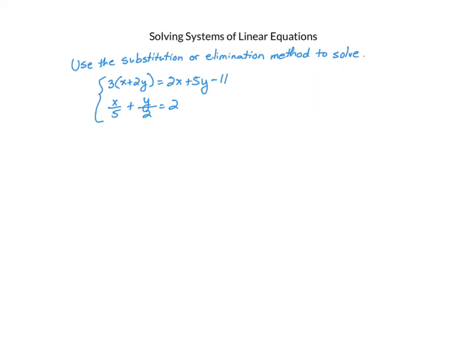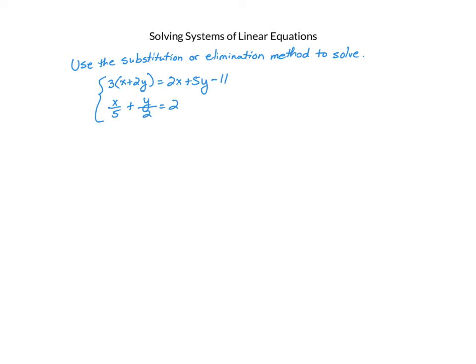Let's solve one last system. This is 3 times the quantity of x plus 2y equals 2x plus 5y minus 11. And the second equation is x over 5 plus y over 2 equals 2. And it says we can use substitution or elimination to solve this system. Well, I have no idea when it looks like this what strategy would be best. And I don't have to live with the equations looking like this. I would take a step or two to make the system look nicer. Then I'll make a decision about what strategy to use.